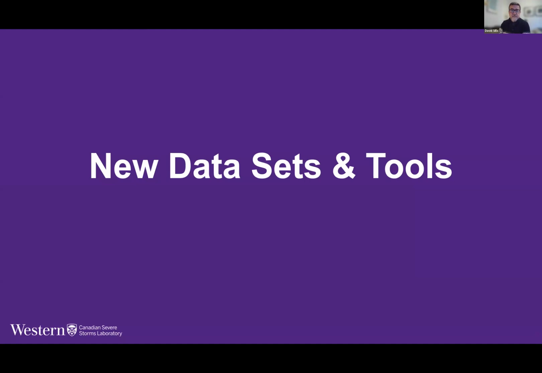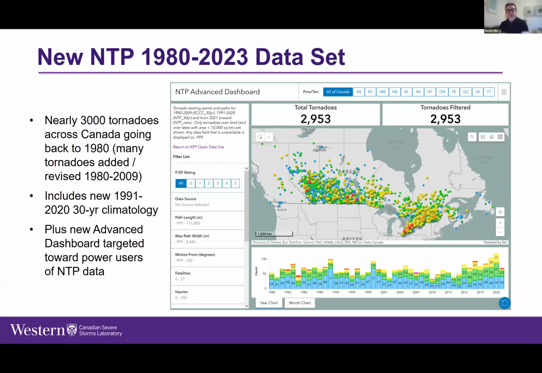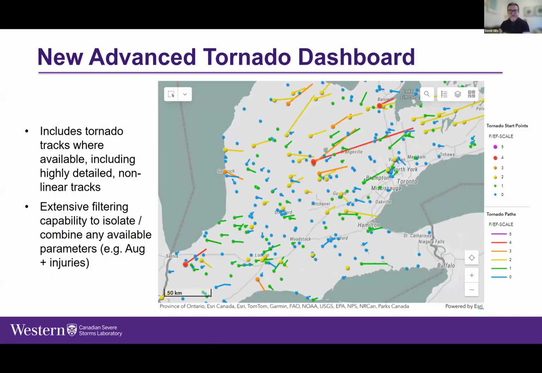Just a bit about new data sets and tools. We built the data set back from 2017 to 1980. So we've got nearly 3,000 tornadoes in this database now. And we created a new dashboard to look at all this data. This is an advanced dashboard with some more features than the main dashboard. You can look at the actual tracks of the tornadoes. There's more ways to filter them and so on. But it also includes a new 1991 to 2020 30-year climatology. So this is a new updated 30-year climatology for tornadoes. And I'll show some info from that in a second.